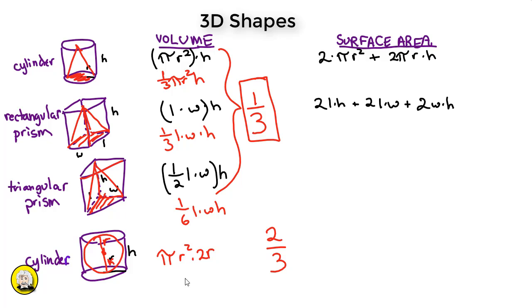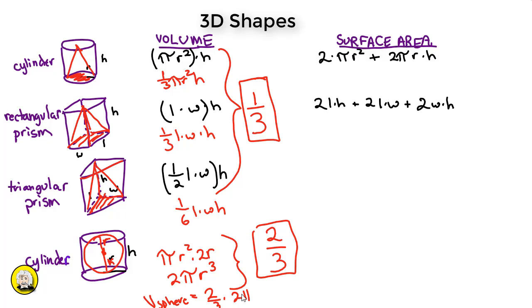So the volume of my cylinder is really 2 pi r cubed. And if my factor for the sphere is 2/3 in this case, that would mean my volume of the sphere will equal 2/3 times 2 pi r cubed. And that's actually the case. The volume of the sphere is 4/3 pi r cubed.